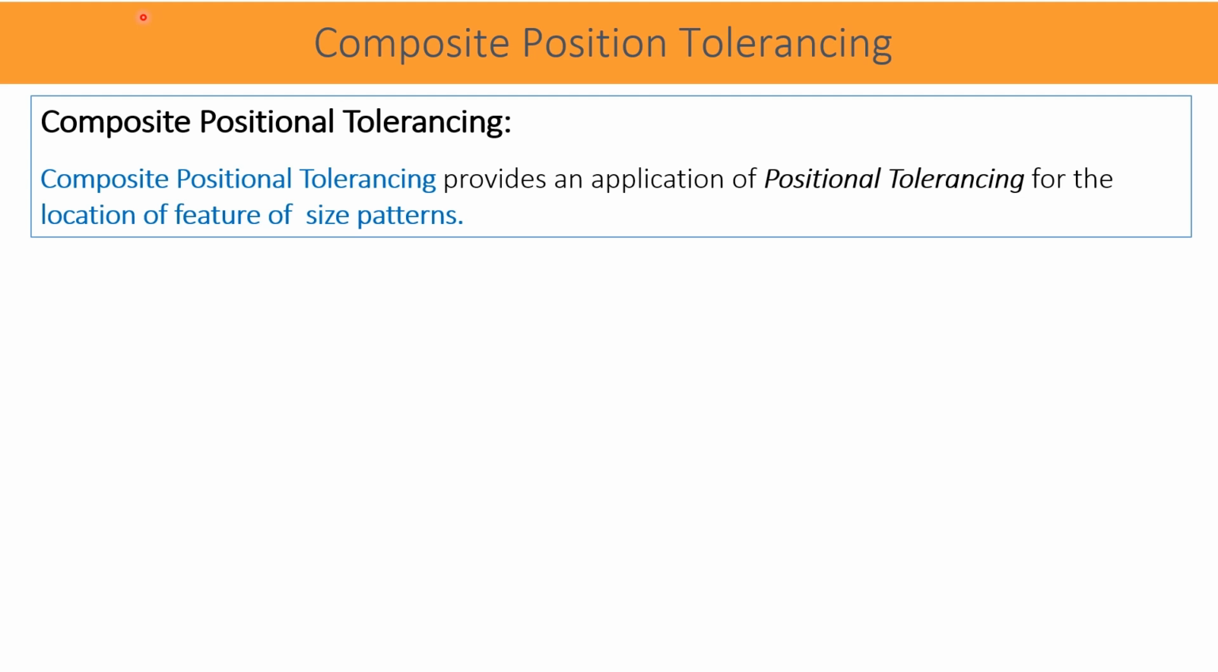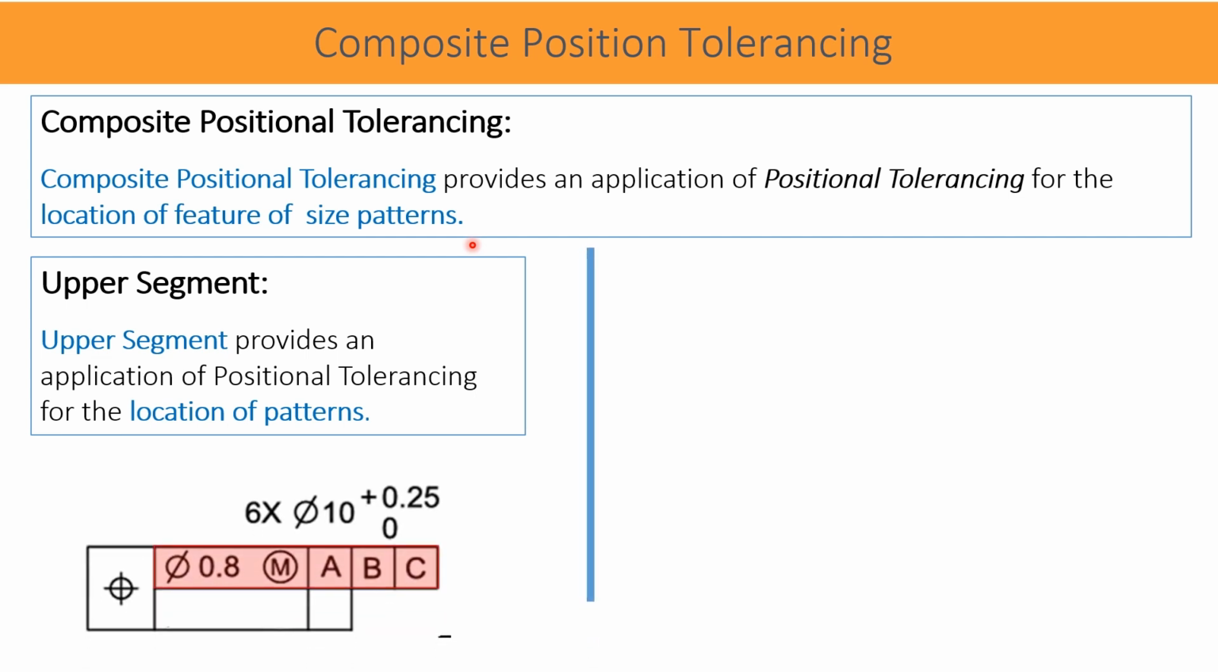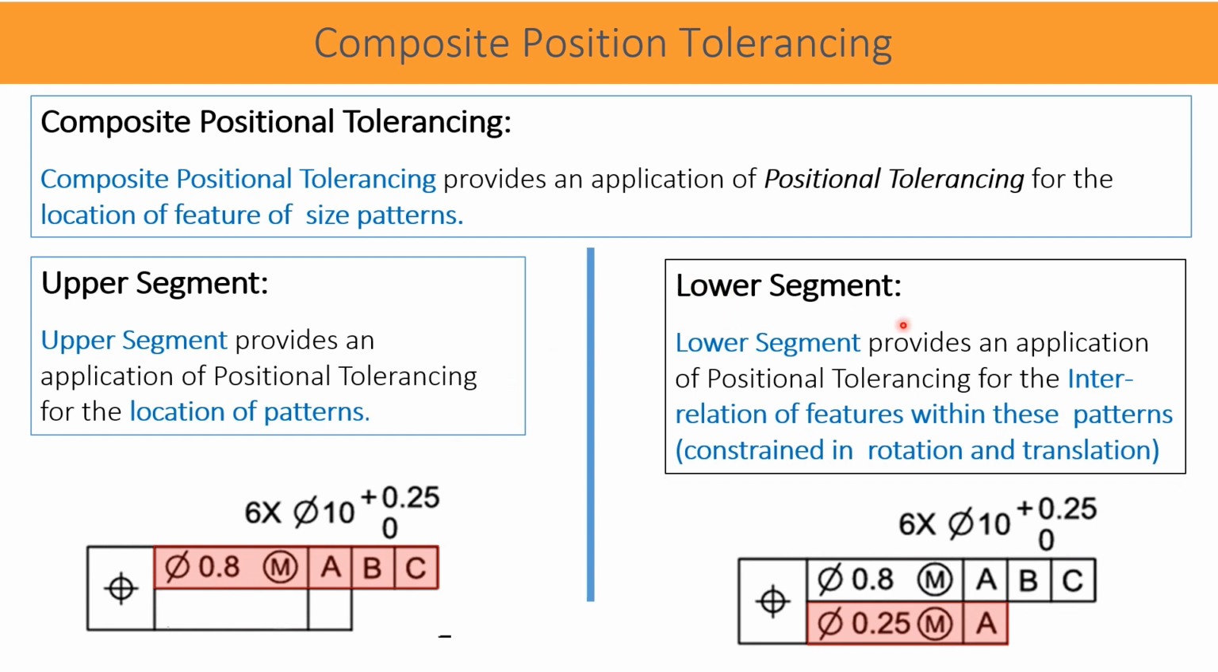The composite positional tolerancing concept in GD&T is used to control the location of a pattern. The pattern consists of features of size. There are two segments, as we know. The upper segment controls the location of the pattern, while the lower segment controls the interrelationship between the features. That means within the pattern there are several features, and those features are constrained in rotation and translation.